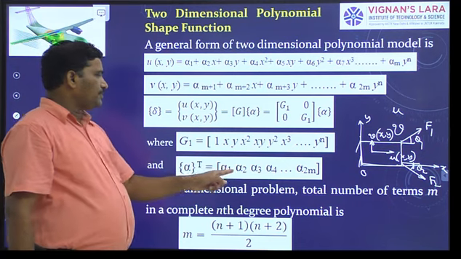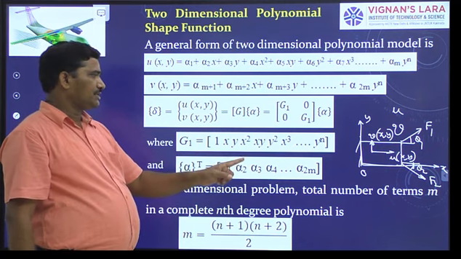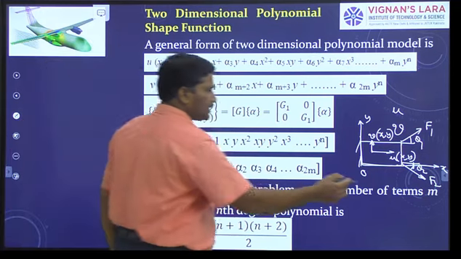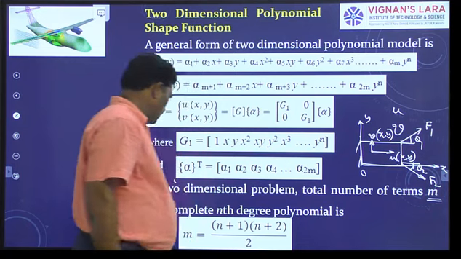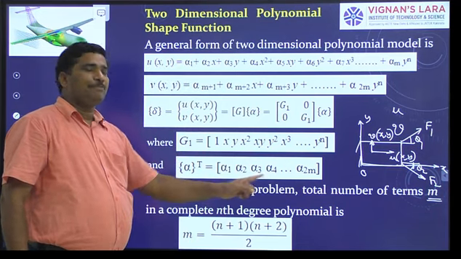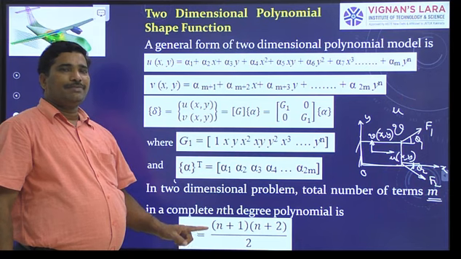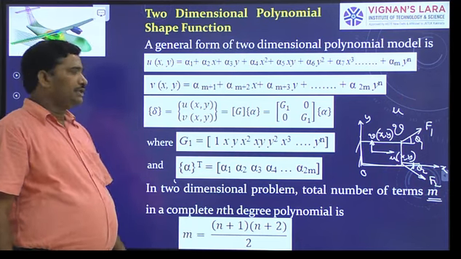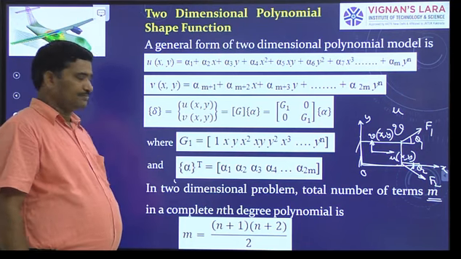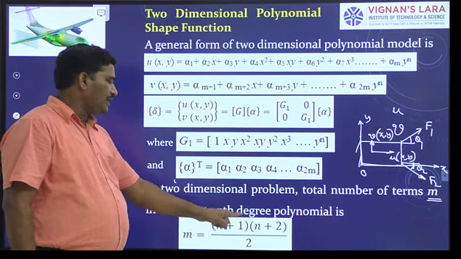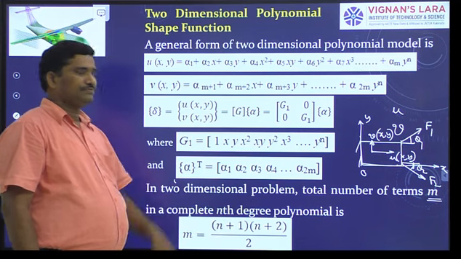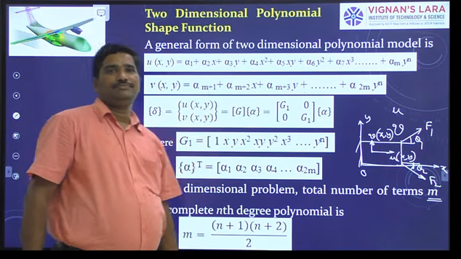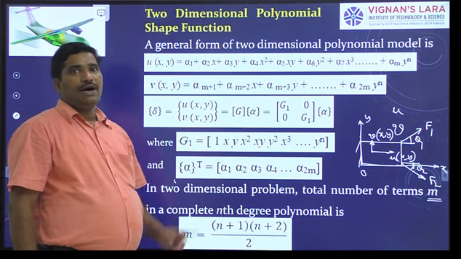In a two-dimensional problem, the total number of terms is denoted by, say, m. The total number of terms m in a complete nth degree polynomial is determined according to this formula. This is the formula for determining the total number of terms. m equals (n plus 1) into (n plus 2) by 2. What is n here? n is the order of the polynomial.